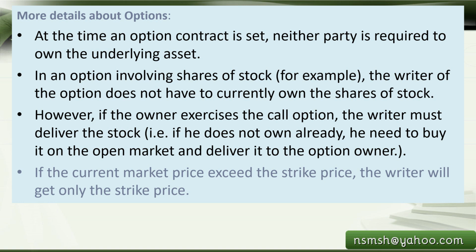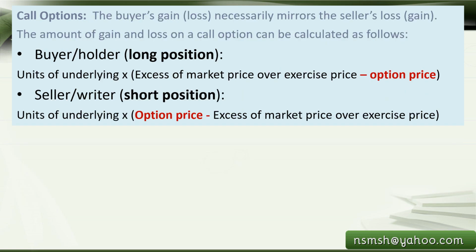If the current market price exceeds the strike price, the writer will get only the strike price. So the buyer of the option will pay only the agreed strike price, but still the writer, the seller, must buy the stock from the market at whatever the price and sell it. The buyer's gain, or it can be loss, necessarily mirrors the seller's loss. If the buyer is gaining, the seller is losing, and vice versa.